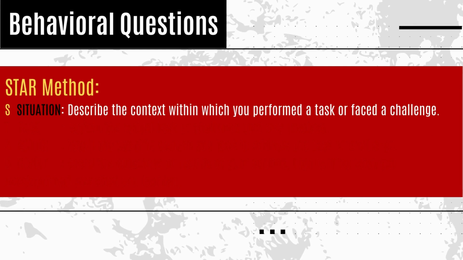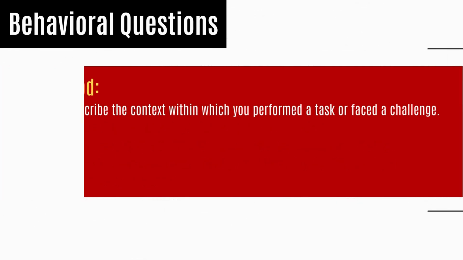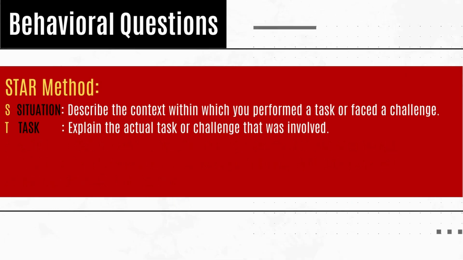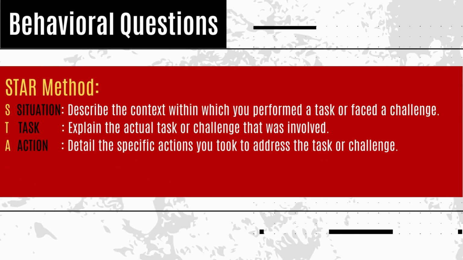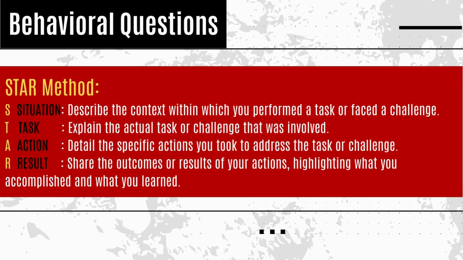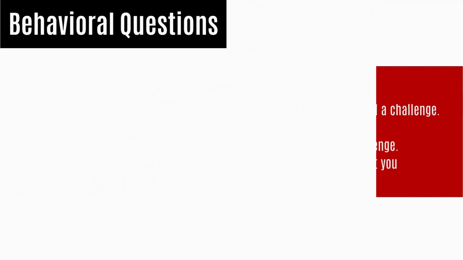Situation: describe the context within which you performed a task or faced a challenge. Task: explain the actual task or challenge that was involved. Action: detail the specific actions you took to address the task or challenge. Result: share the outcomes or results of your actions, highlighting what you accomplished and what you learned.